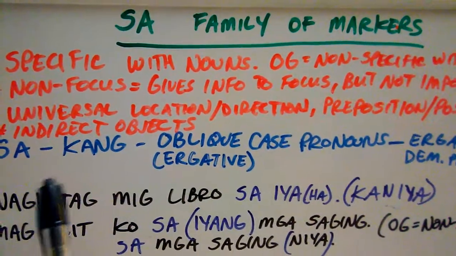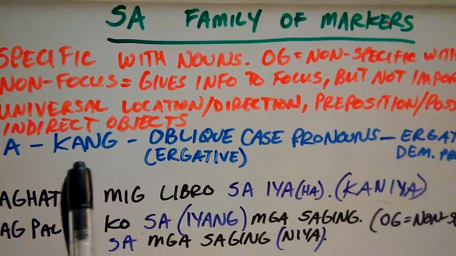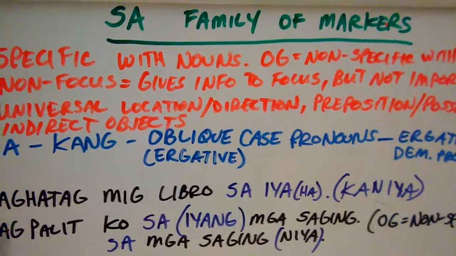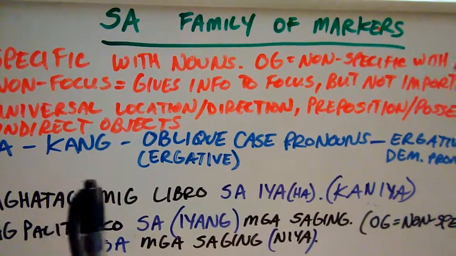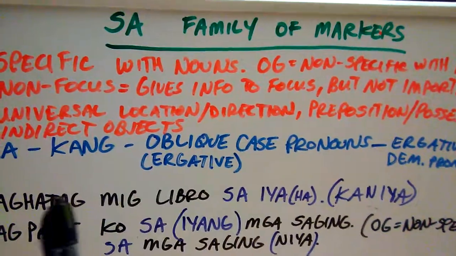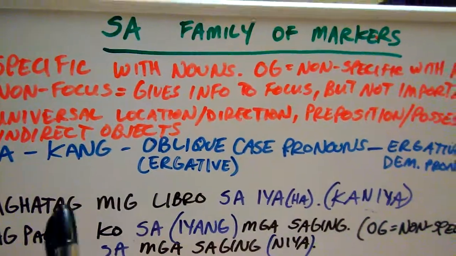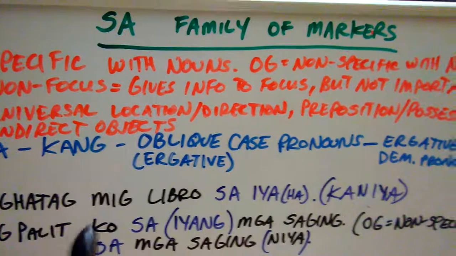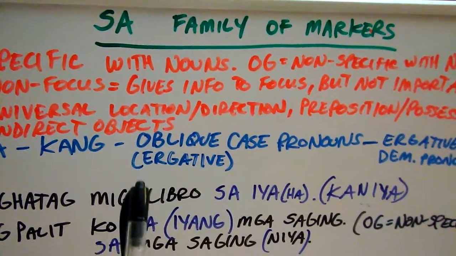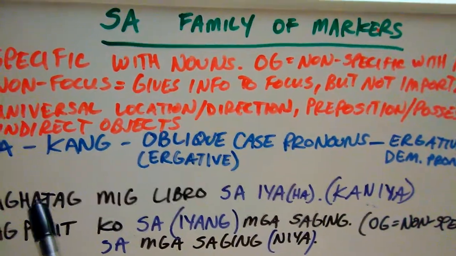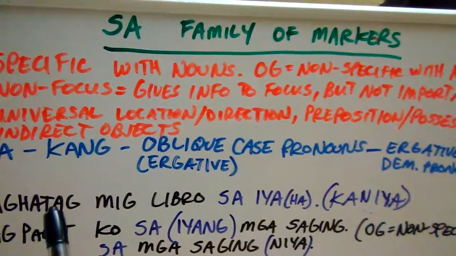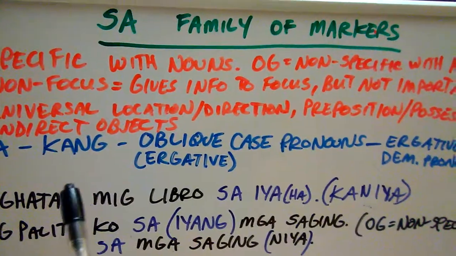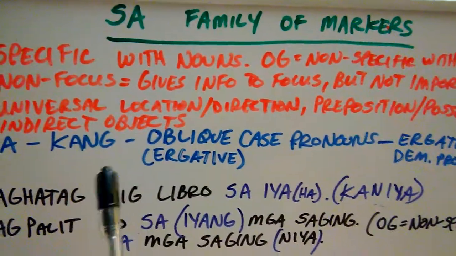If you're marking a proper noun with kang, it's going to give a meaning of to that person specifically. So if I say kang Doña Maria, it's going to be for Doña Maria or with Doña Maria, something that's going to Doña Maria. Or kang Jose, which means something that's going to, for, or with Jose. And it works that way with proper nouns only.